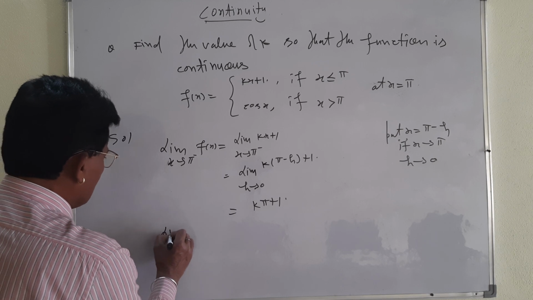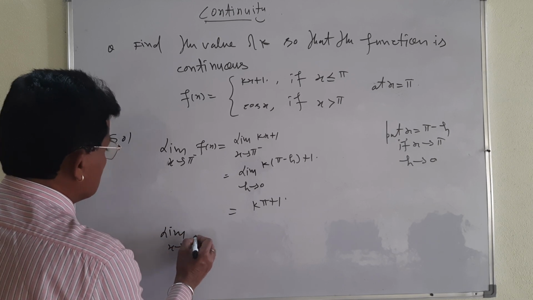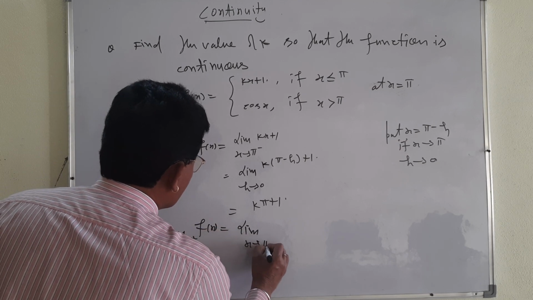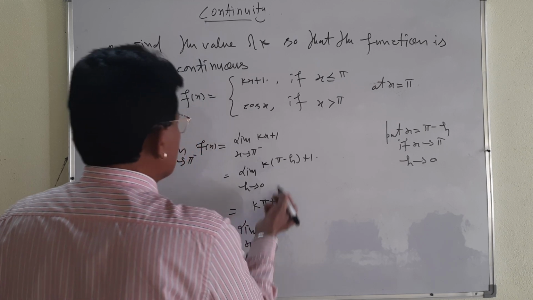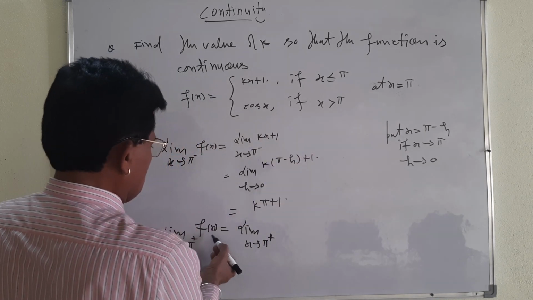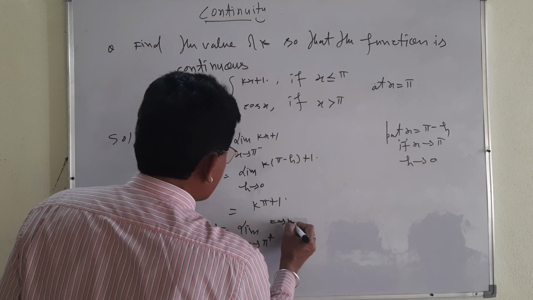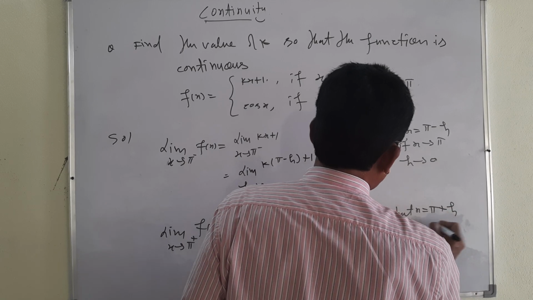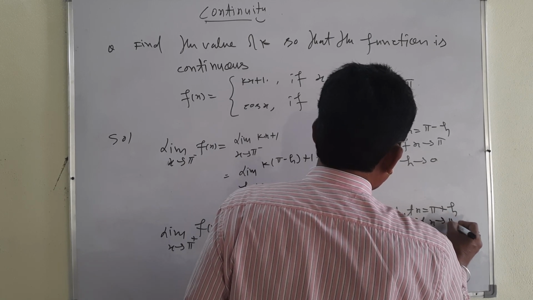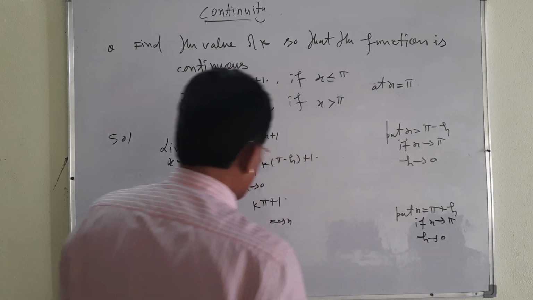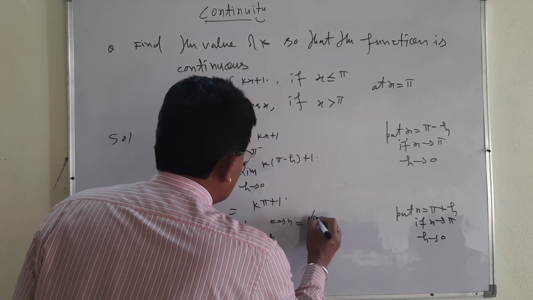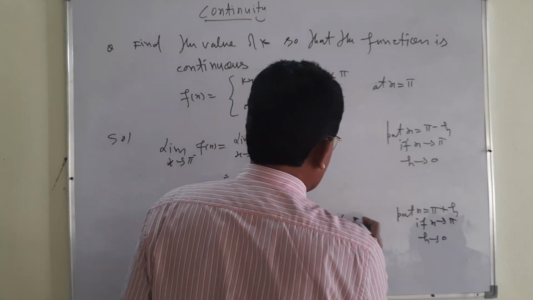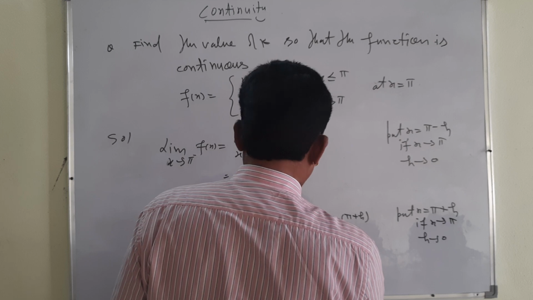Now let me take the other condition, the right hand limit, limit x tends to pi from the right. Greater than pi, right hand limit, means the function is cos x. Put the same formula, x is equal to pi plus h. If x tends to pi, h tends to 0. It will be limit h tends to 0, and in place of x we write pi plus h. Very important thing, pi plus h.